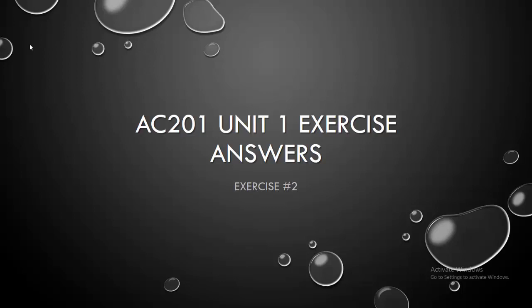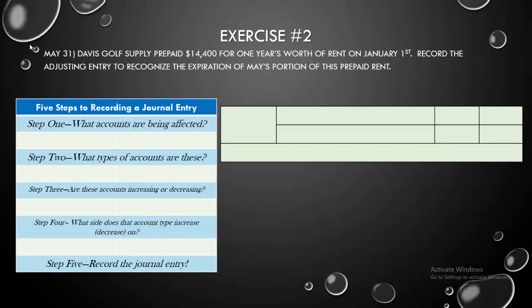Hello everyone, here is the answer to exercise 2 from Unit 1 in AC201. Exercise 2 is all about adjusting entries, things that happen without a transaction being involved.